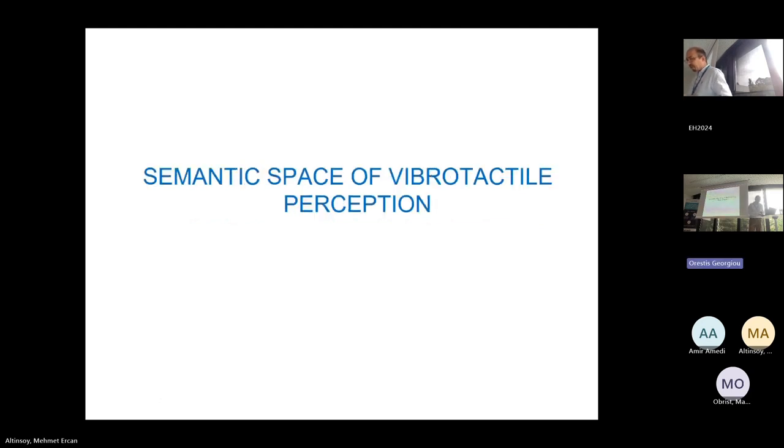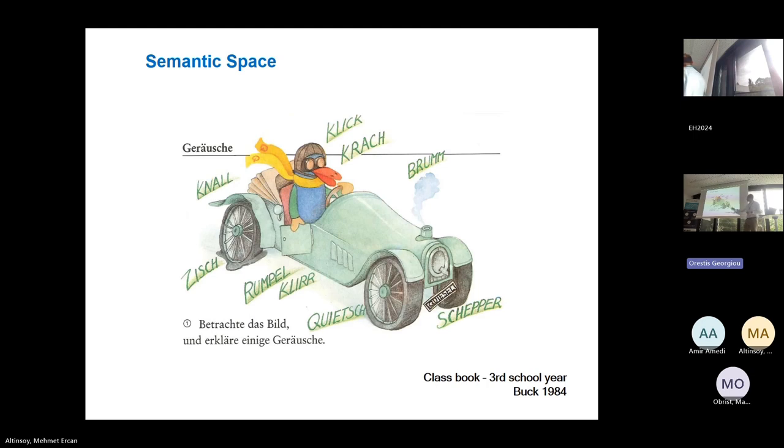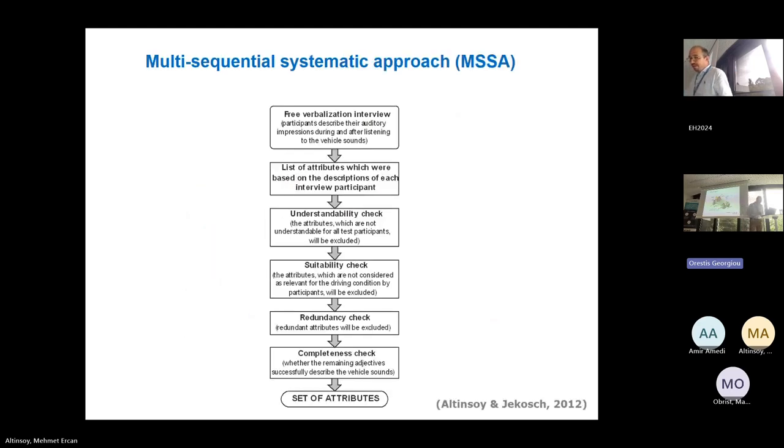I will start with vibrotactile perception and go further. This is a picture from a children's school book in Germany from the third class. You can easily notice that already as a child, we can easily label different sounds, visual information, but also vibrations. Although we think that vibration perception is very limited, we can get a lot of information using vibration or haptic information. Therefore, we conducted several investigations, which I will not explain deeply.